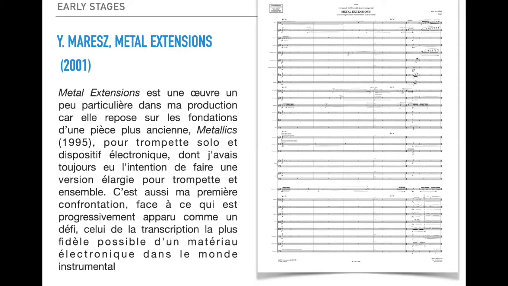idea behind this piece was, he wrote a previous piece called Metallics, in which he used electronics and trumpet. And then he wanted to make a sort of transcription of this piece for instruments. So the idea that you can transcribe electronic sounds to instrumental sounds is somehow related to assisted orchestration. Again, you would analyze the sound, transcribe the partials, transcribe the temporal evolution of these partials, and then make an equivalent of these sounds using musical instruments.